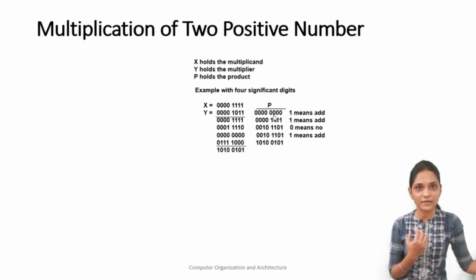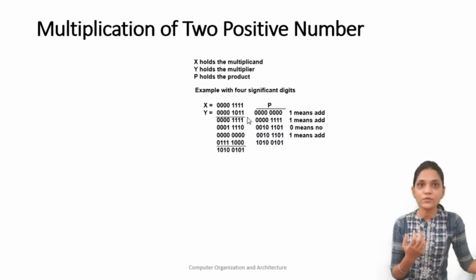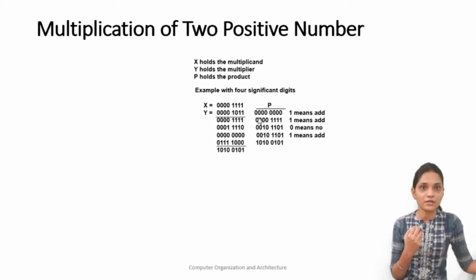That means first we clear, then we check the LSB bit of the multiplier. If it is 1, then add the multiplicand. That means we have added this multiplicand. Our result will be like 0 0 0 0 1 1 1 1 1. After this we have to check the second bit. If it is 1, then you have to add this shifted version, that is 0 1 1 1 0 0 0, to this partial product. You have got this partial product. You have to add this number into this number, and you will get the result like 0 0 1 0 1 1 0 1.